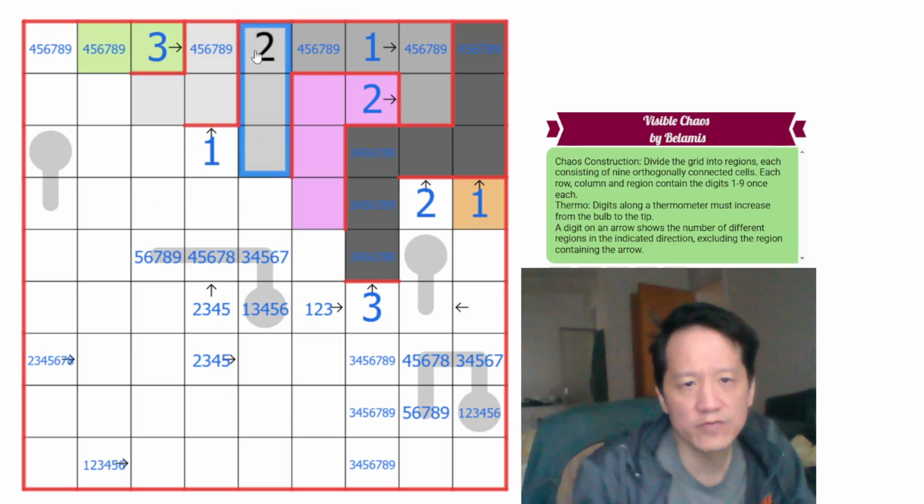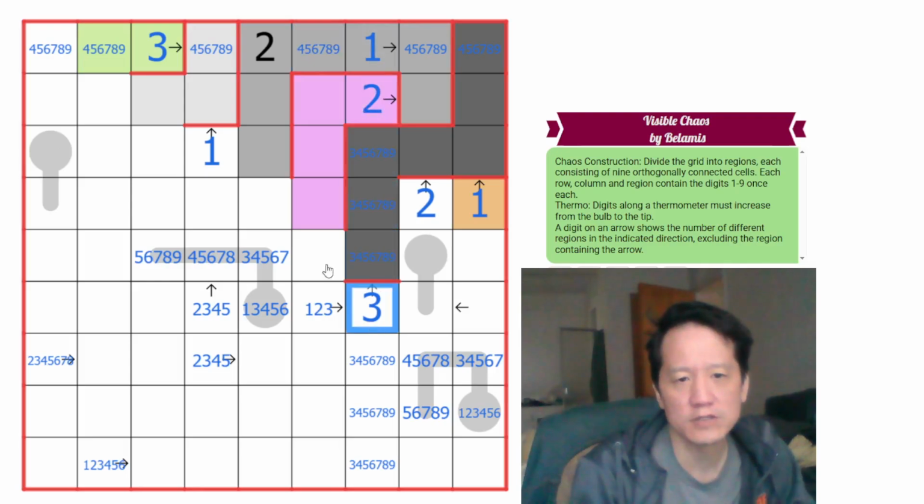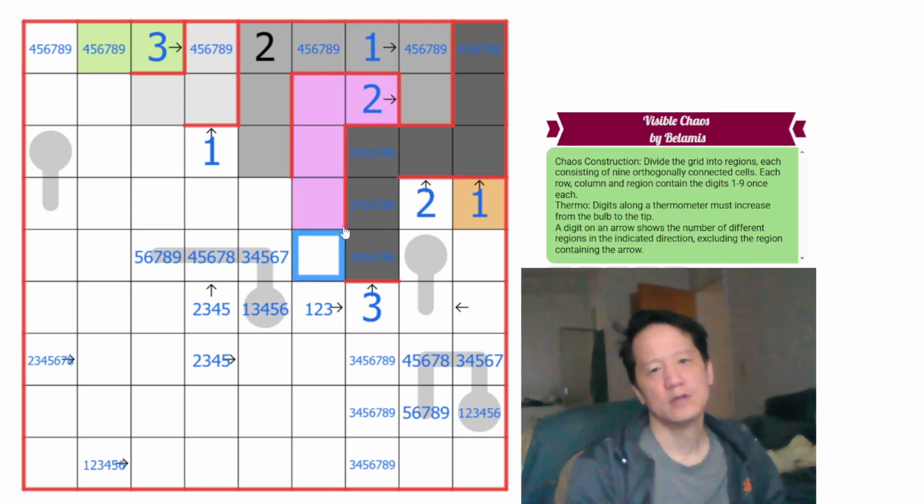No 3 here, no 3 here. This could be part of the gray region. That's fine. So this is pointing to 1 region here, not including its own. This is pointing to 3 regions, not including its own. This is pointing to 2 regions, not including its own. This is pointing to 2 regions, not including its own. This is pointing to 1 region, including its own. This is pointing to 3 regions, not including its own, so it cannot be pink.